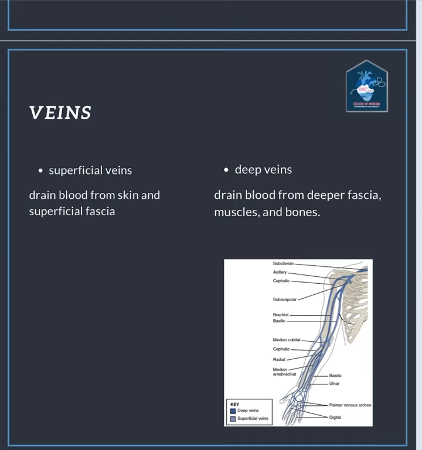So what we have here, we have deep veins. What are the types of deep veins in the upper limb? We have the brachial veins. We also have the radial vein and the palmar venous arch. And about the superficial veins, we have the cephalic superficial vein, we have the digital superficial vein, and we also have the basilic superficial vein.